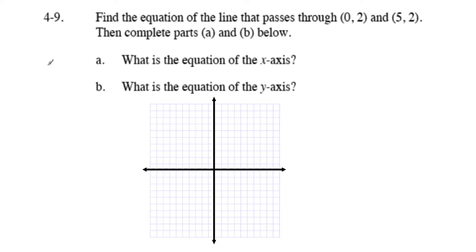Problem 4-9. Find the equation of the line that passes through the point (0, 2) and the point (5, 2). Then complete parts A and B below. I'm going to go ahead and graph the points (0, 2) and (5, 2) so we can get a visual representation of what's going on. So I have the point (0, 2) right there, and the point (5, 2): 1, 2, 3, 4, 5, up 1, 2.